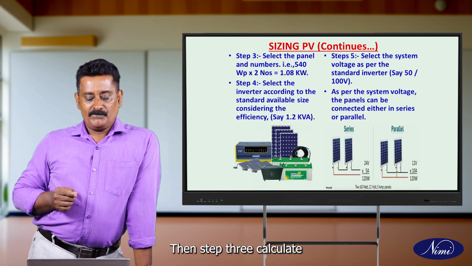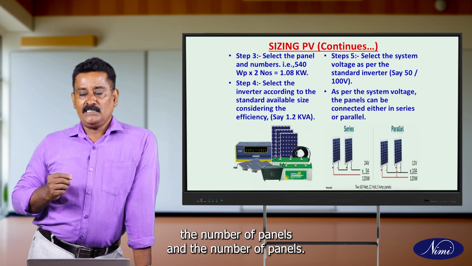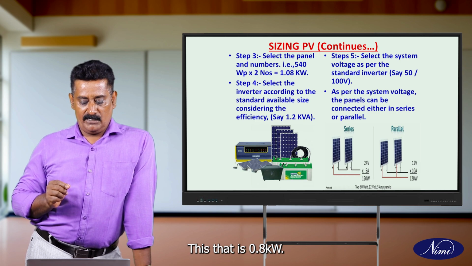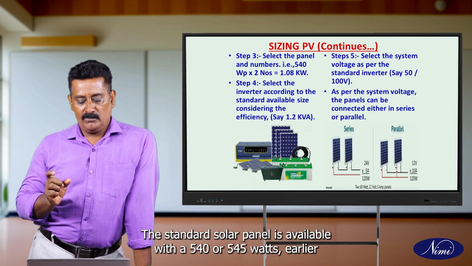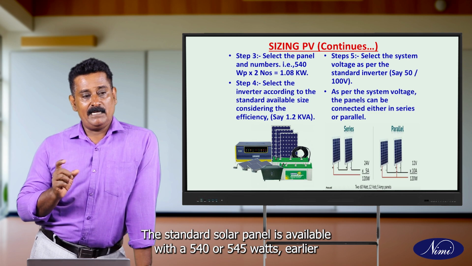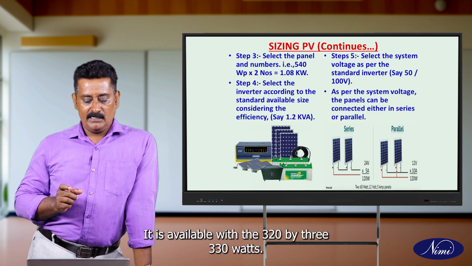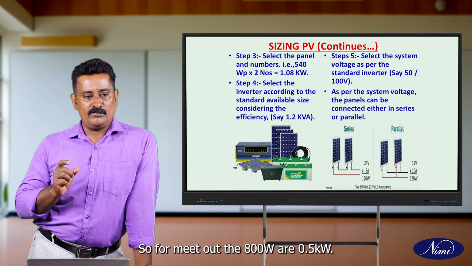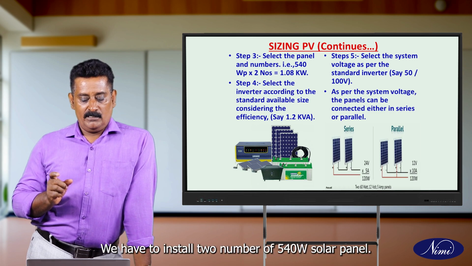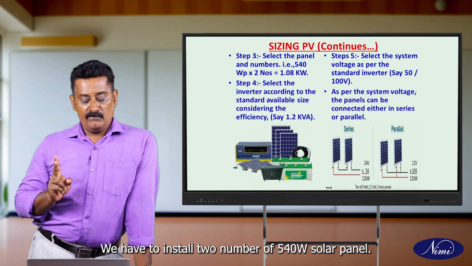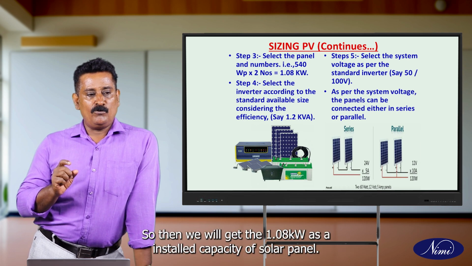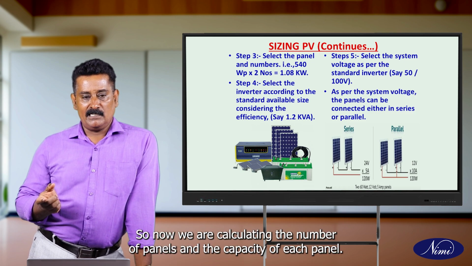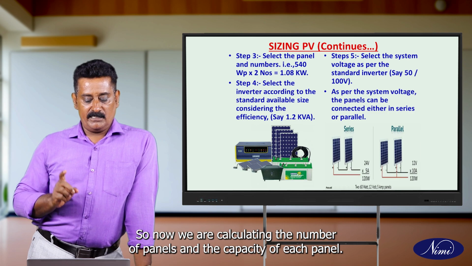Then step 3: calculate the number of panels. Say we want almost 800 watts, that is 0.8 kilowatts. The standard solar panel is available with 540 or 545 watts. Earlier it was available with 320 or 330 watts, now it is available with 540 watts. So, to meet the 800 watts, we have to install two 540 watt solar panels. So, we will get 1.08 kilowatts as the installed capacity of the solar panels. So, now we are calculating the number of panels and the capacity of each panel.